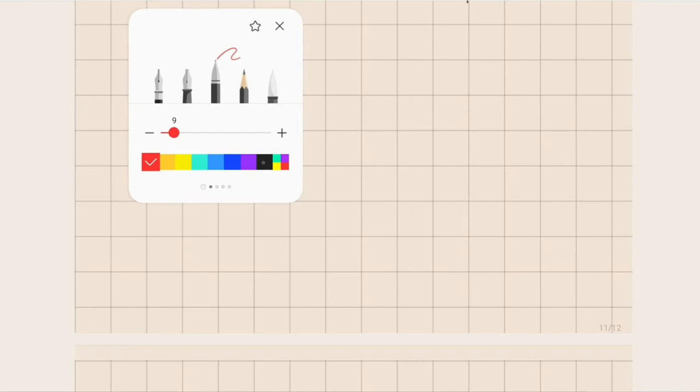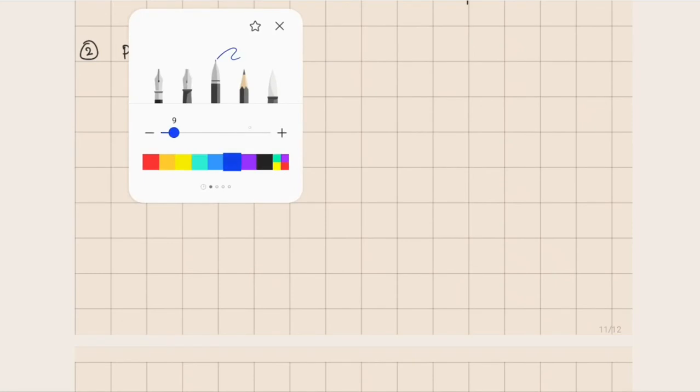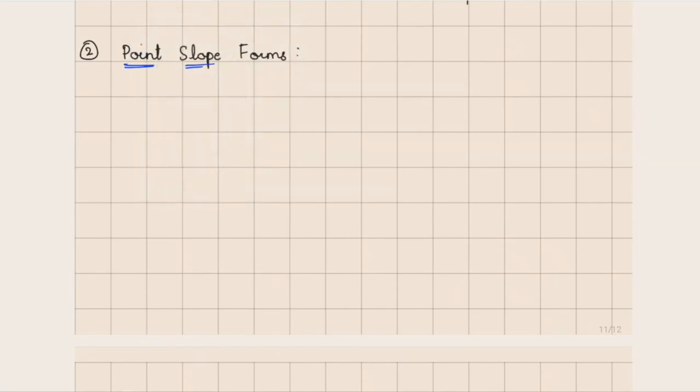Let's take non-horizontal and non-vertical lines. Let's see how it looks. The second form is point slope form. The name itself says point and slope. So what it says is, if we know any point of a line and the slope of a line, then we can write the equation of that line.